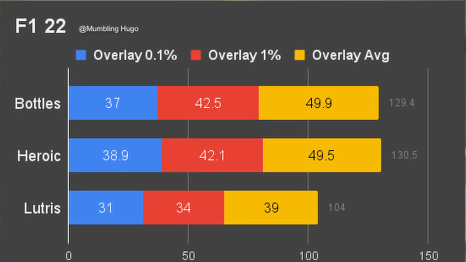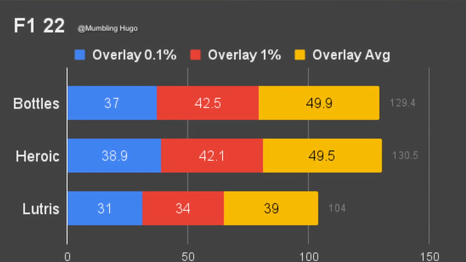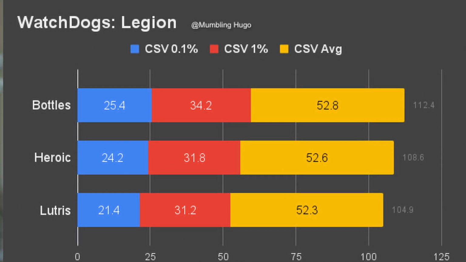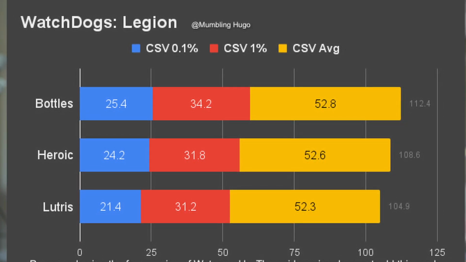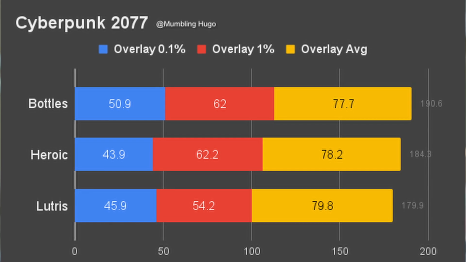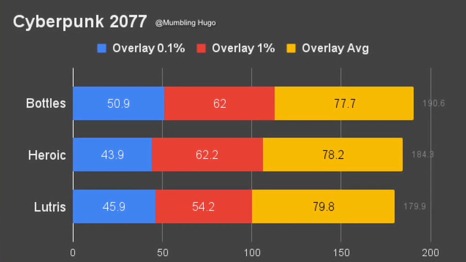It is far behind Bottles and Heroic with F1 22. And it also has lower numbers on Watch Dogs Legion in the CSV numbers and Cyberpunk 2077 on overlay data, but not very far behind in the latter two cases.